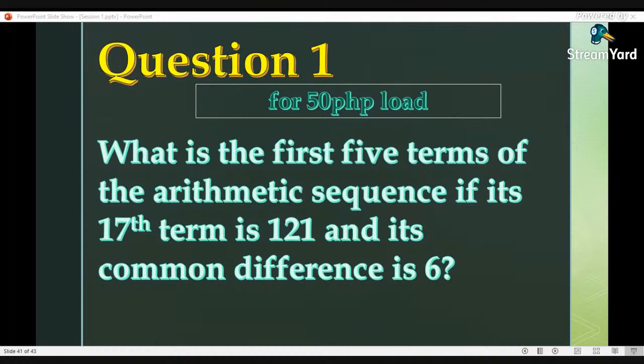25, 31, 37, 43, and 49. Again, Dale Roche is the winner for question number 1. He has already a 100 peso load that will be given later. Wow! Congratulations! Okay, Dale Roche answered question number 1 correctly. That is 25, 31, 37, 43, and 49.